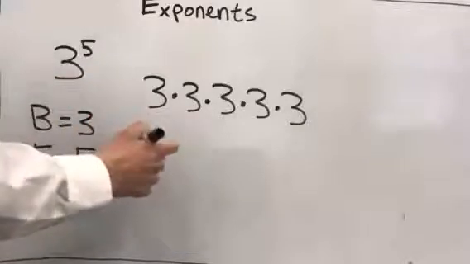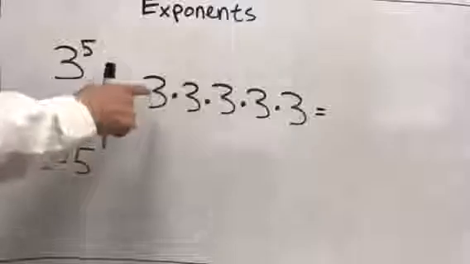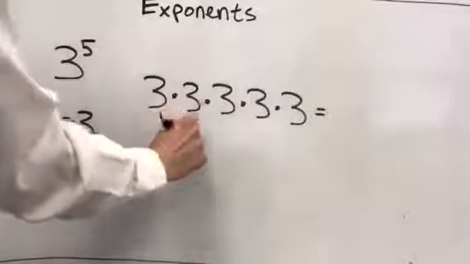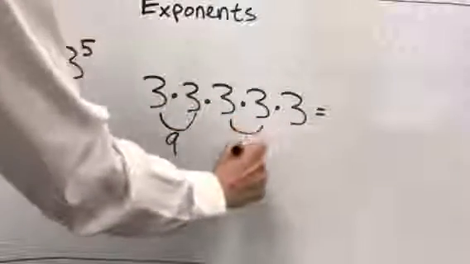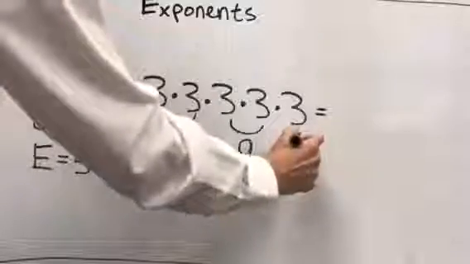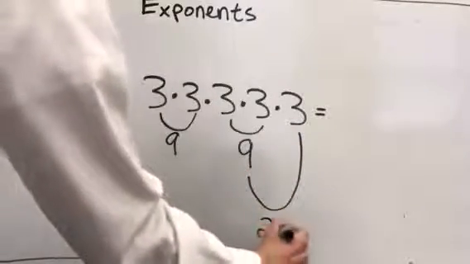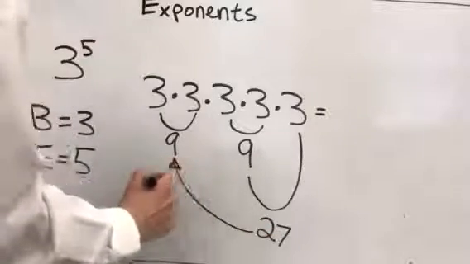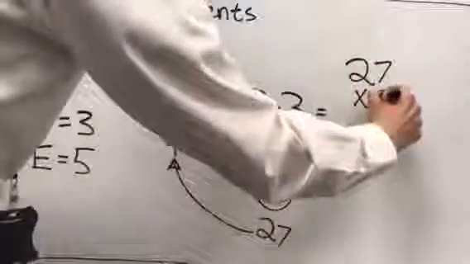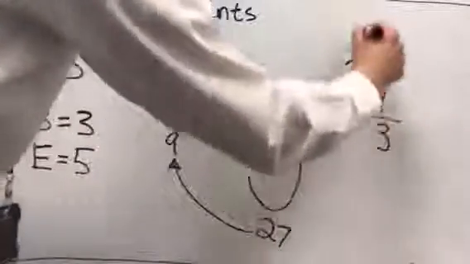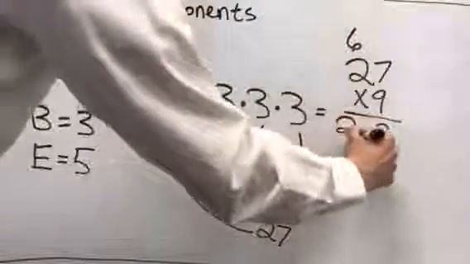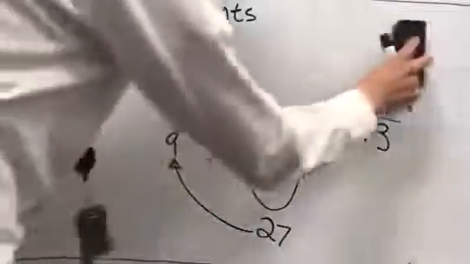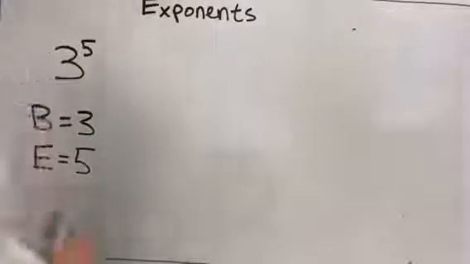Therefore, if we wanted to evaluate it, we would go ahead and actually multiply all of these threes against each other 5 times. 3 times 3 is 9. 3 times 3 is 9. And then 3 times 9 is 27. And 9 times 27 is going to be 27 times 9. 243. Therefore, 3 to the 5th equals 243.